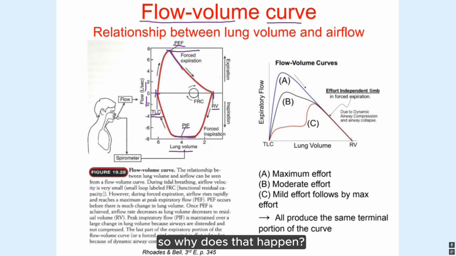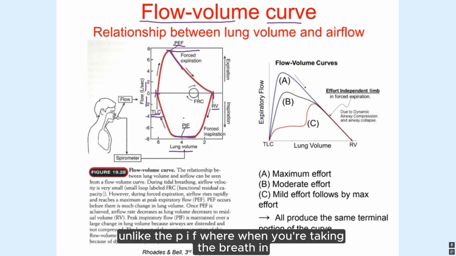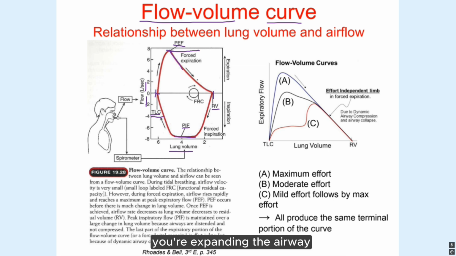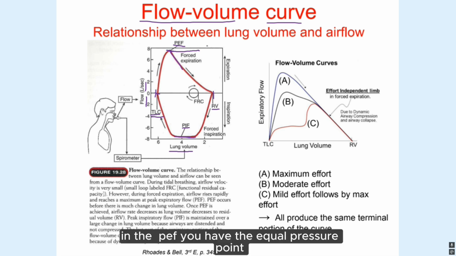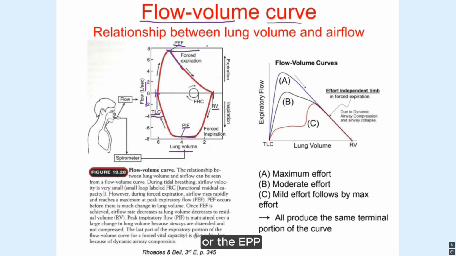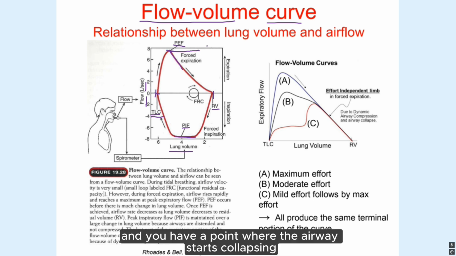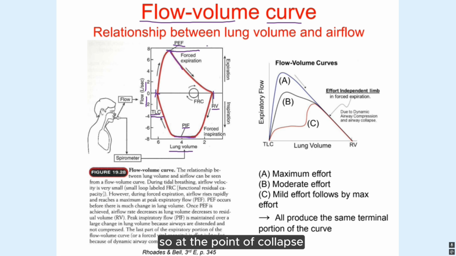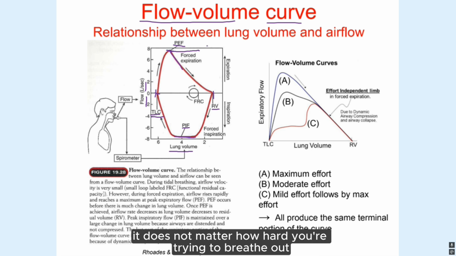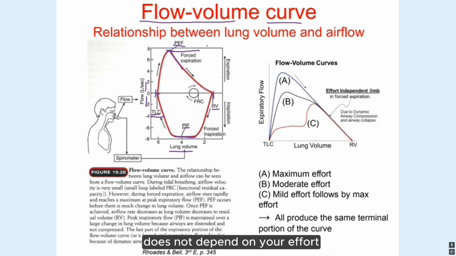So why does that happen? Unlike the PIF, where when you're taking the breath in, you're expanding the airway, in the PEF, you have the equal pressure point or the EPP, and you have a point where the airway starts collapsing. So at the point of collapse, it does not matter how hard you're trying to breathe out. The amount of air that's leaving your body does not depend on your effort.